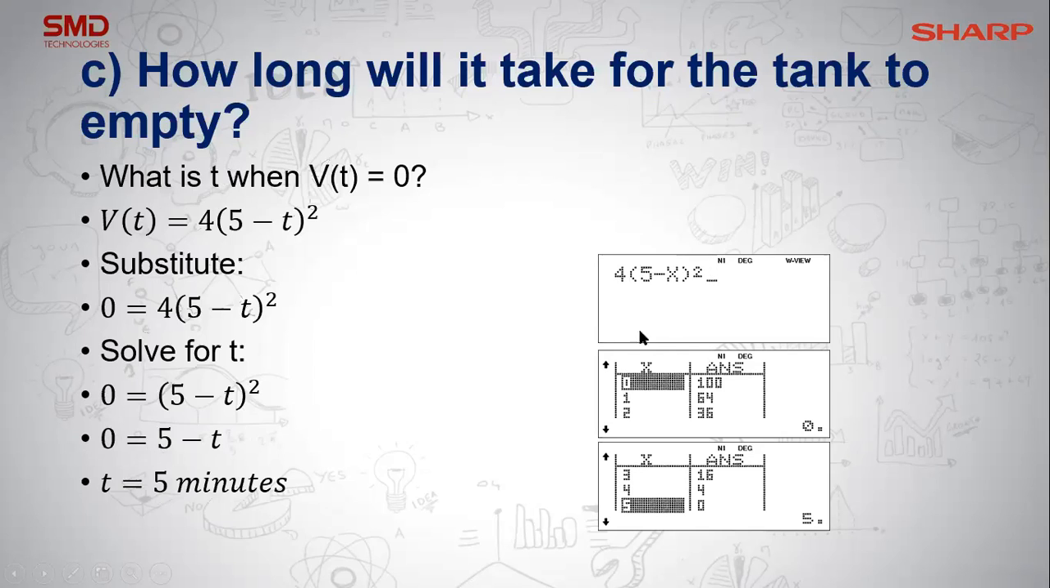I've also done it on the table mode as well, just so you can see what's happening here. So after 1 minute, you have 64 liters in the tank. After 2 minutes, you have 36 liters. After 3 minutes, 16 liters. After 4 minutes, 4 liters. And after 5 minutes, 0 liters.